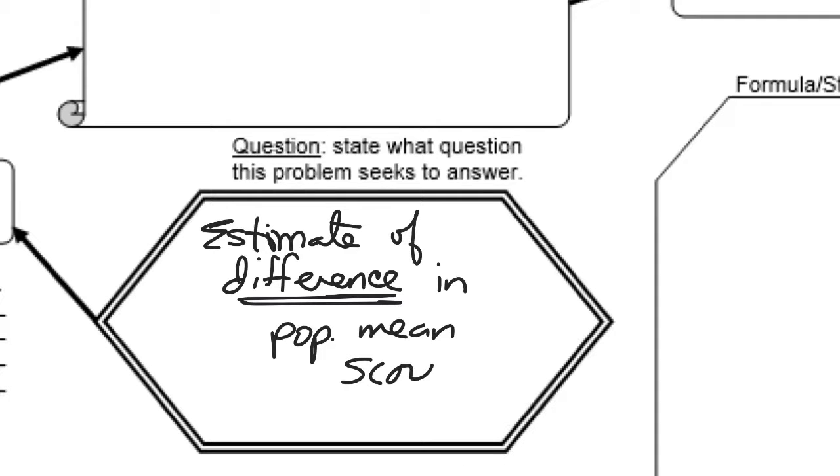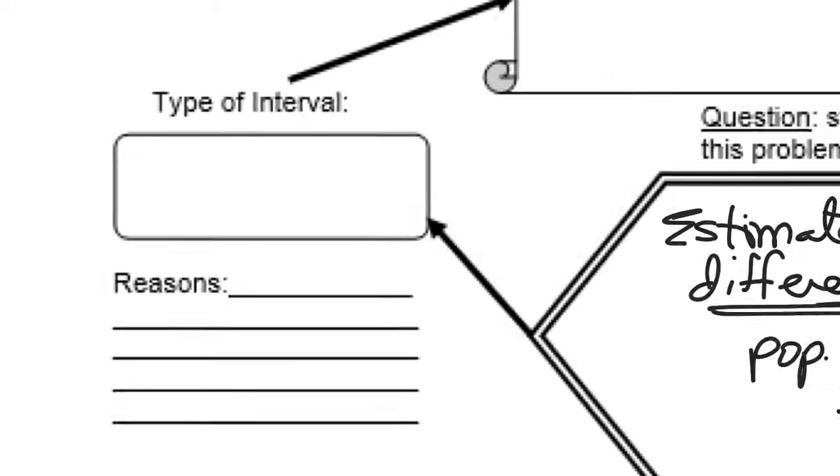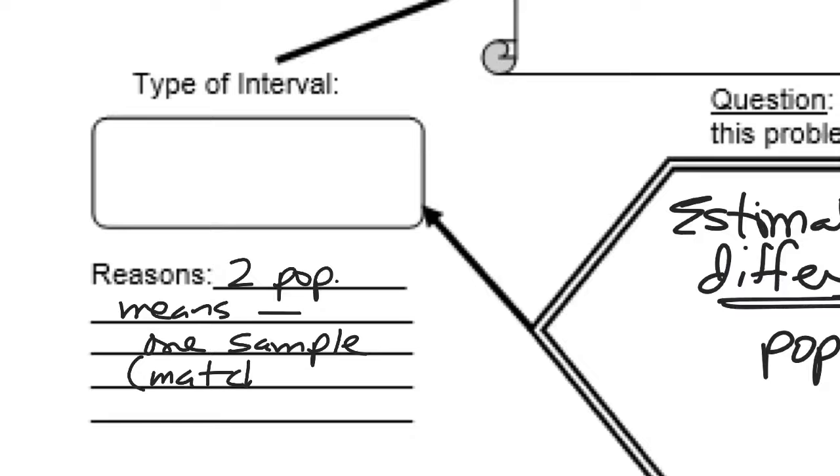That's a key term, because we're talking about the difference. We have to do some calculator work. That's how we know that we're going to subtract our two data sets. All right, but we're talking about a population mean, two population means. One sample. So it's going to be matched pairs. So matched pairs t-test, t-interval.